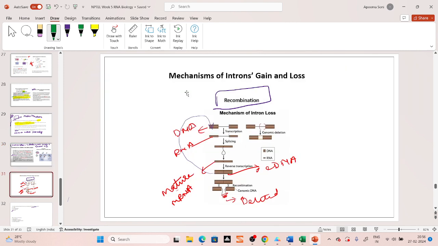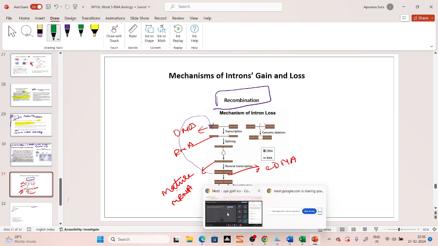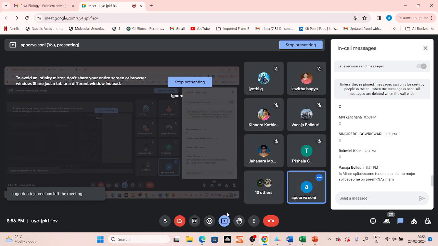And then we have studied intron gain and loss, how introns are gained and lost with the process of recombination. So this is all what we have studied.